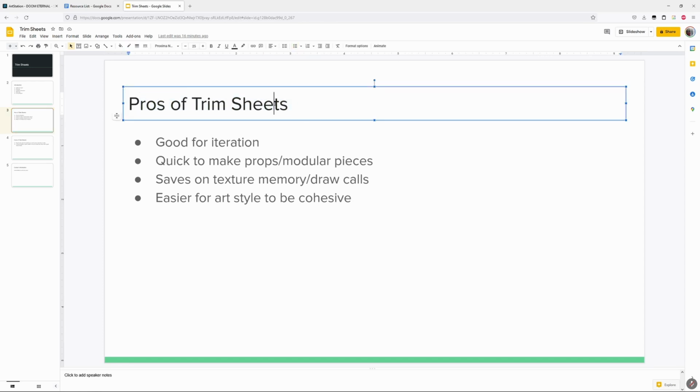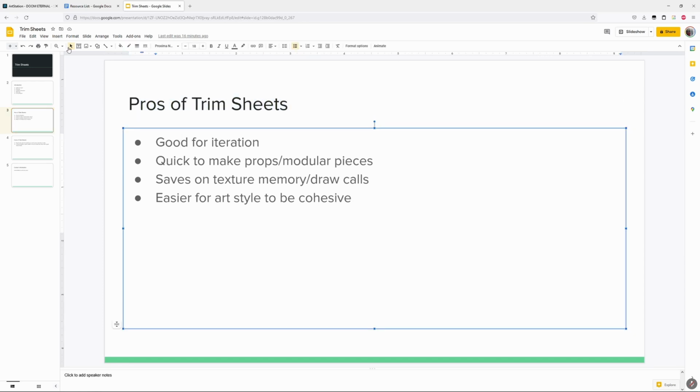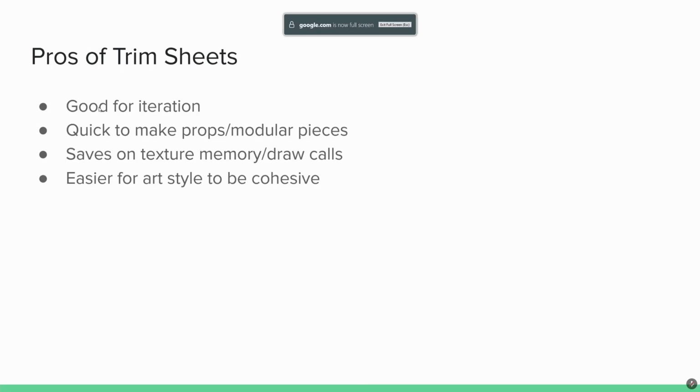I kind of talked about this a little bit already, but there are some pros and cons to trim sheets. One of the biggest pros of trim sheets is that they're really good for iteration. If you have a prop and you want to change the way it looks, you can just change certain aspects of the trim, or you could use an entirely different trim. And if they are made in the same way, then they can look completely different.